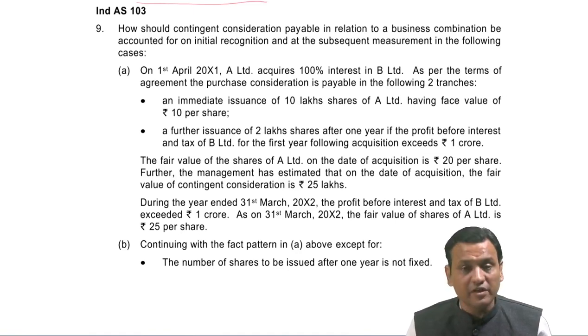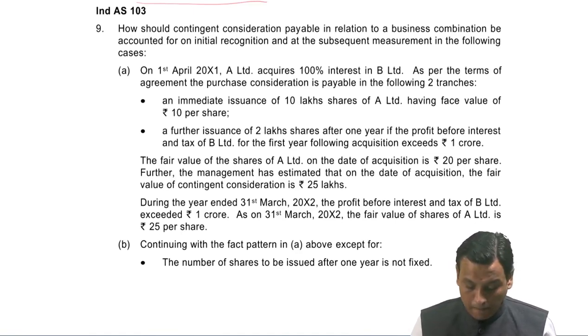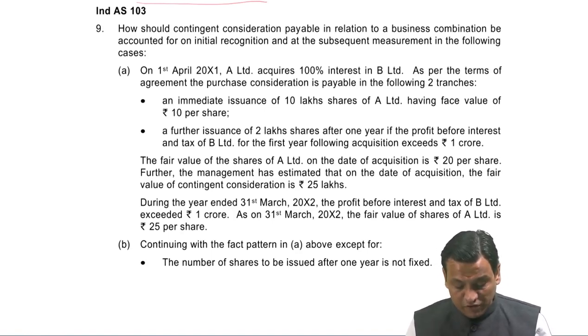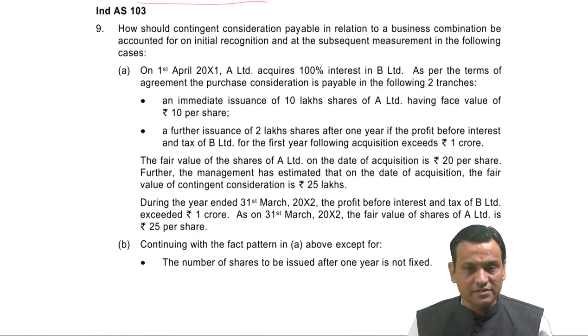As per the terms of the agreement, the purchase consideration is payable in the following two tranches. Immediate issuance of 10 lakh shares of A Limited having face value of 10 per share. A further issuance of 2 lakh shares after 1 year if the profit before interest and tax of B Limited for the first year following acquisition exceeds 1 crore. The fair value of the shares of A Limited on the date of acquisition is 20 per share. Further, the management has estimated that on the date of acquisition, the fair value of contingent consideration is 25 lakhs.